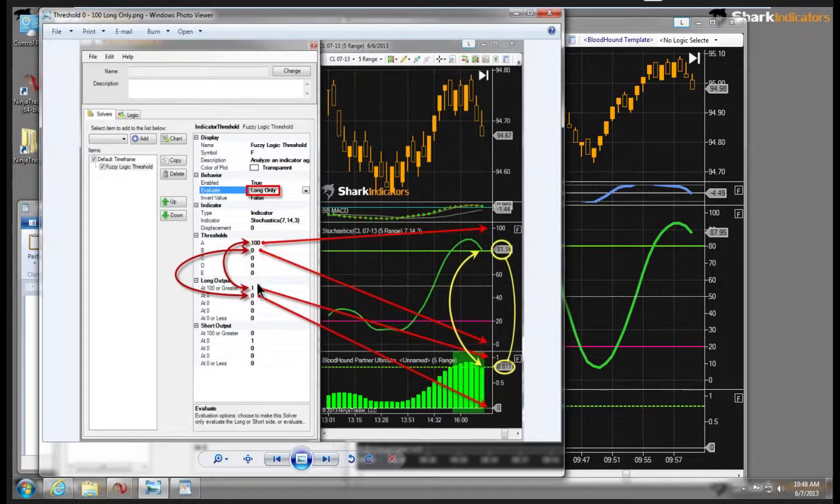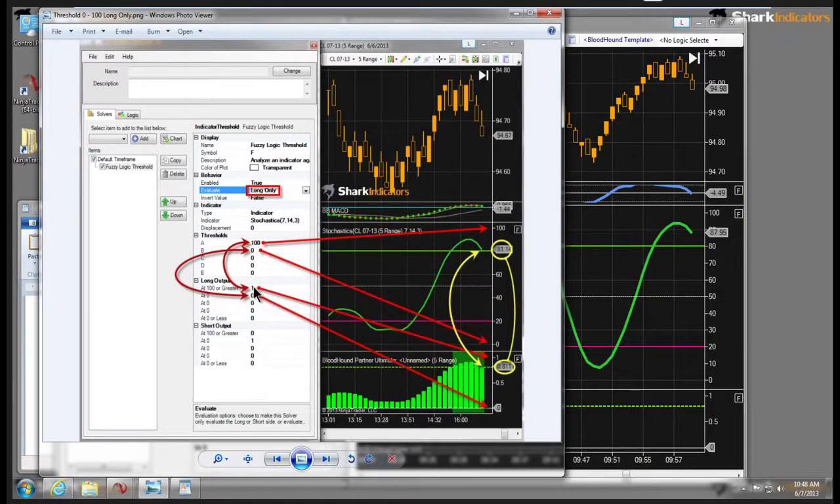And so it's going to take that 50% and then take a look at the output section, and it's going to calculate what is 50% between 0 and 1. That's 0.5, right? 0.5 is the halfway. So if the stochastic is at 50, that's halfway between 0 and 100, and therefore it takes the output from 0 to 1 and calculates the halfway point, which is 0.5. And we can see it. If we look down the line right here, BloodHound's output on this bar is basically at 0.5.